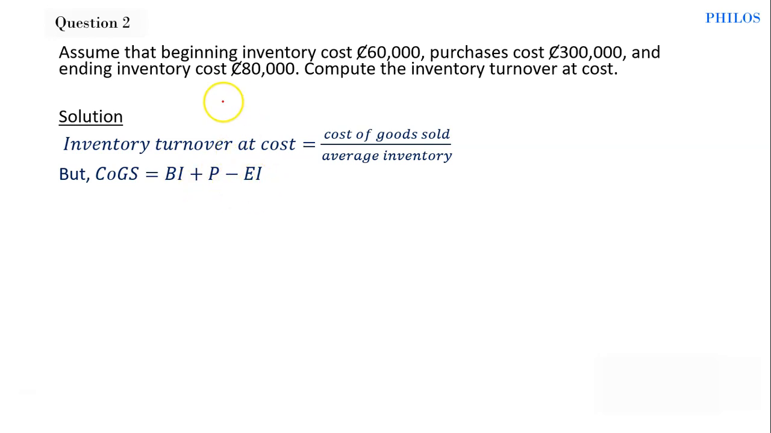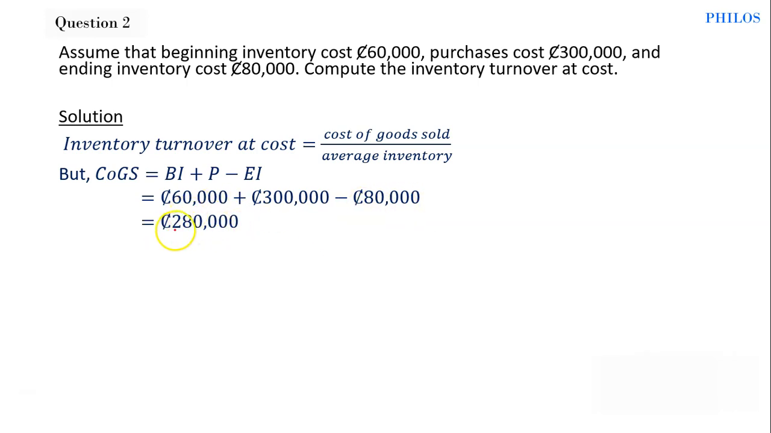So cost of goods sold is equal to beginning inventory plus purchases minus ending inventory. So let's go back to the question. In the question, we have the beginning inventory to be 60,000 cedis, and then we have purchases to be 300,000 cedis, and we have the ending inventory to be 80,000 cedis. So let's substitute them in this formula. When we do the substitution, 60,000 plus 300,000 minus 80,000. So put this on your calculator, you get 280,000 cedis for cost of goods sold.